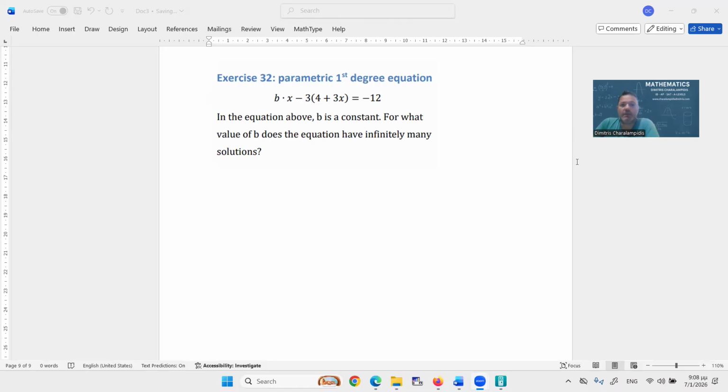Exercise 32. It's a parametric first degree equation. In the equation above, b is a constant. For what value of b does the equation have infinitely many solutions?